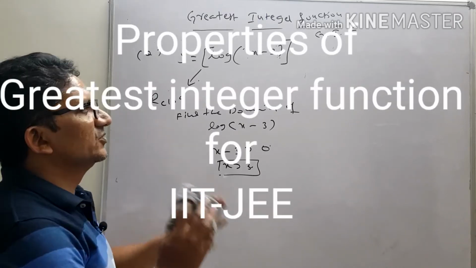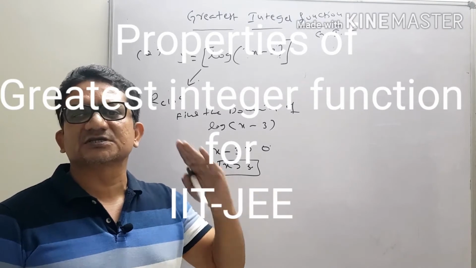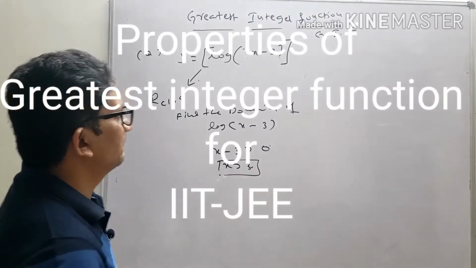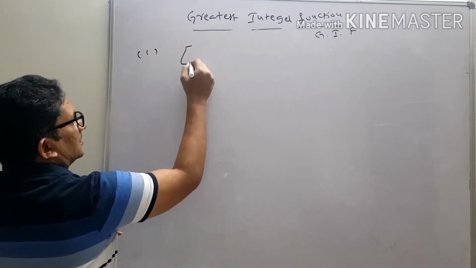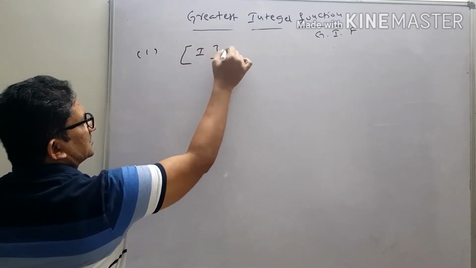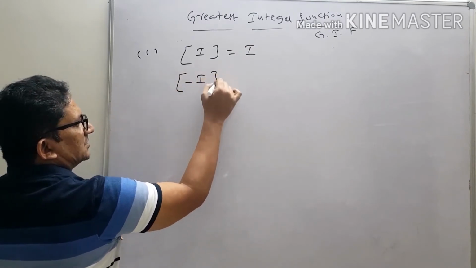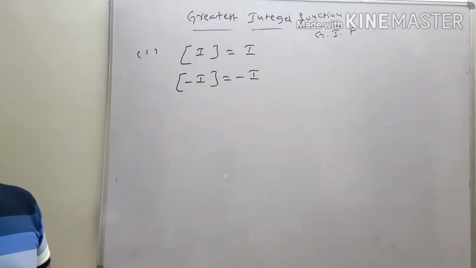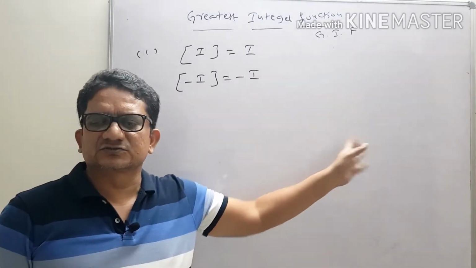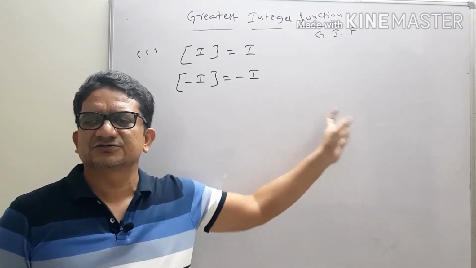So to find the domain of functions involving greatest integer functions, these properties are very, very important. First property: box of an integer is always an integer, and box of a negative integer is also a negative integer. This is a known fact, because box of 2 is 2, box of 3 is 3, box of minus 1 is minus 1, box of 0 is 0.